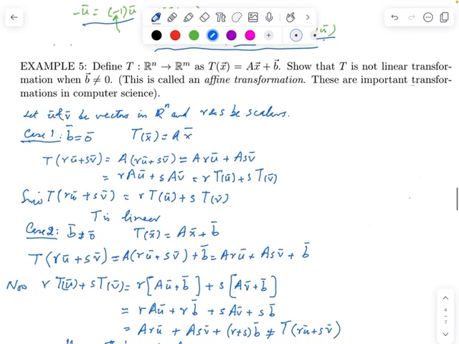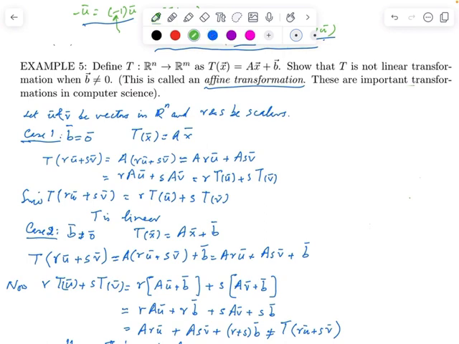Okay, the next one is example number 5. Define a transformation T of x is equal to Ax plus b. Show that it is not a linear transformation when b is not equal to 0. And this is called an affine transformation. These have important applications in computer science.